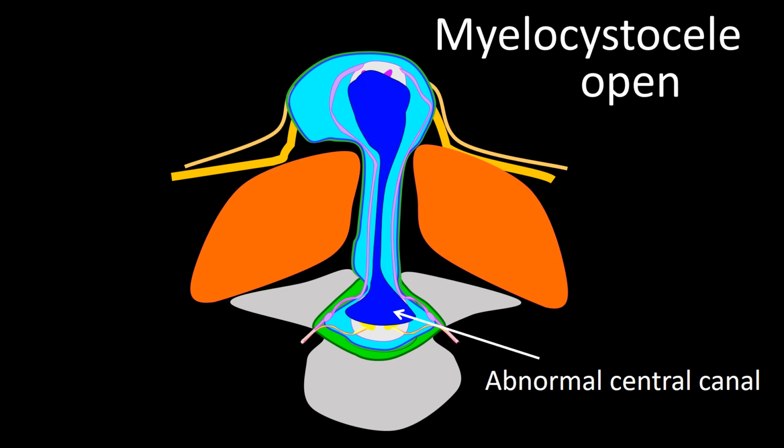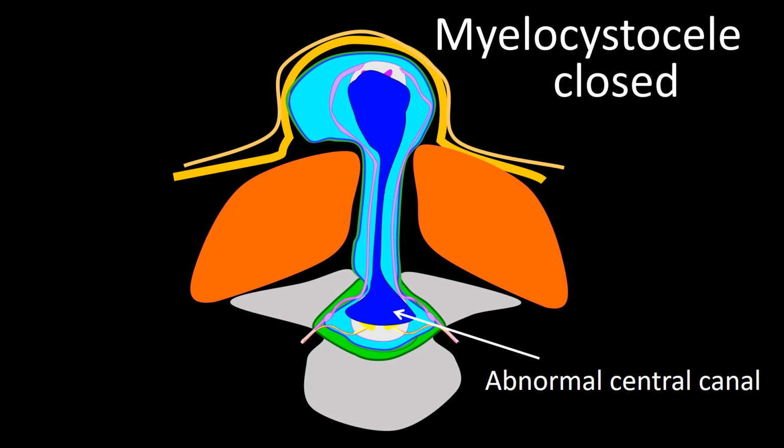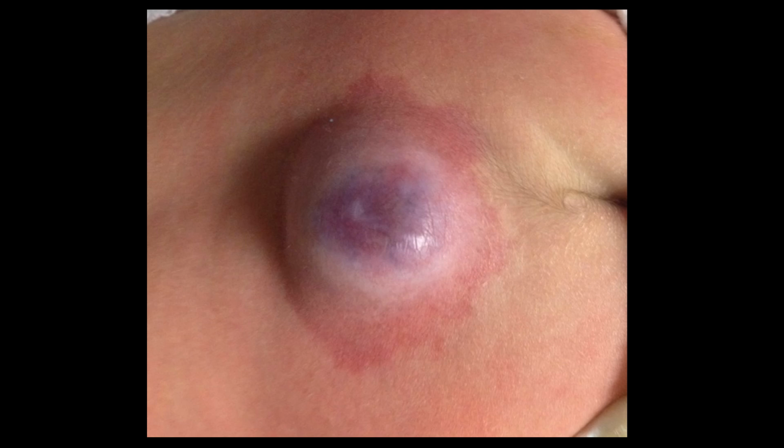This frame shows an open myelocystocele. This one is a closed myelocystocele. This is an example of such a case. Notice the skin discoloration, which is, as we previously mentioned, a common sign of underlying pathology. Also notice the apparent thinness of the layer covering the bulge.